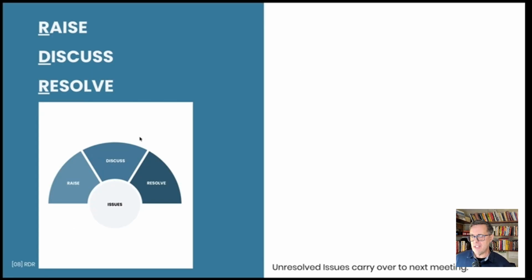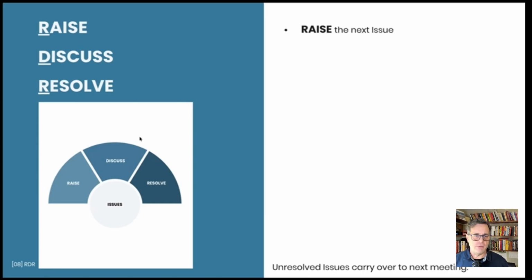Now let me talk through this issue solving process. It is a major problem in all meetings where we don't necessarily get to resolution. So the whole idea is anything that's an issue, we want to get to a place where we're resolving it in some way, where we're taking a decision and then taking action on it. So what we want to do is follow this process.